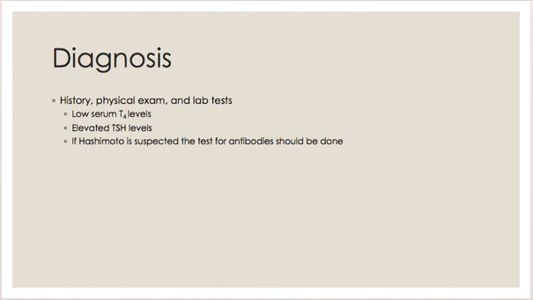Diagnosis of hypothyroidism is going to come from a history, physical exam, and lab test. The lab test being T4 levels, and what you'll see is low serum T4 levels. You'll also see elevated TSH levels, because remember, anytime thyroid levels are low, the pituitary is going to secrete TSH. And then if Hashimoto's is suspected, they will want to test for antibodies.